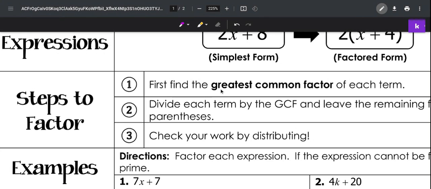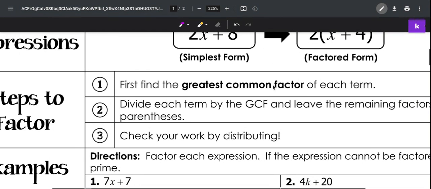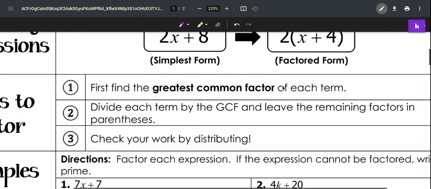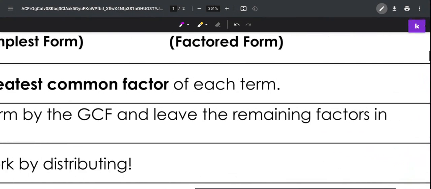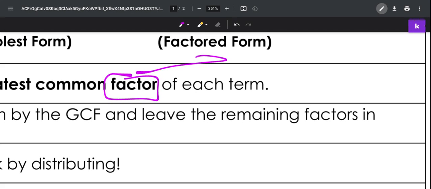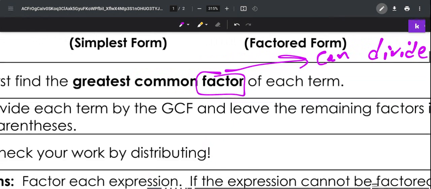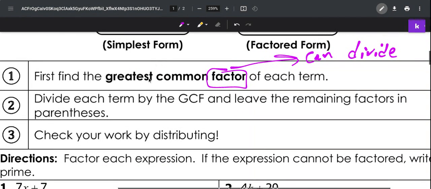So first, we're going to find a GCF, or greatest common factor. That means factor, which, let's just look at this. Factor means you can divide it by a number, or it multiplies to give you a number. So when we talk about factor, we're saying it can divide a number, okay? When we say it can divide, we mean divide it evenly or get a whole number out as a result, all right? So when we say greatest common factor, we're looking for the biggest number that will divide each term.